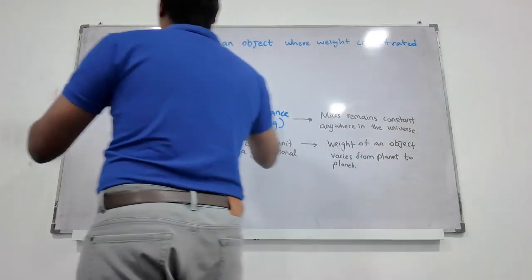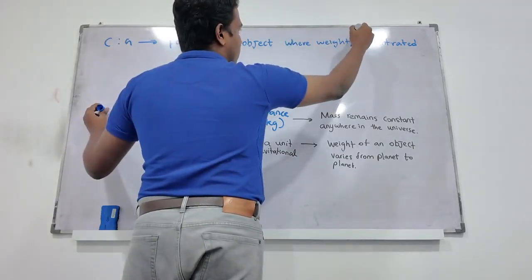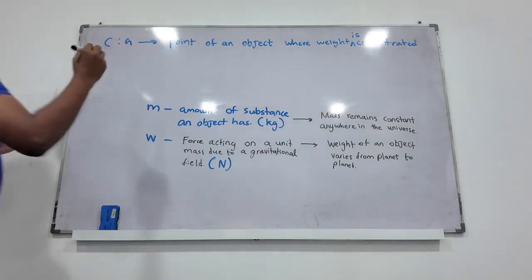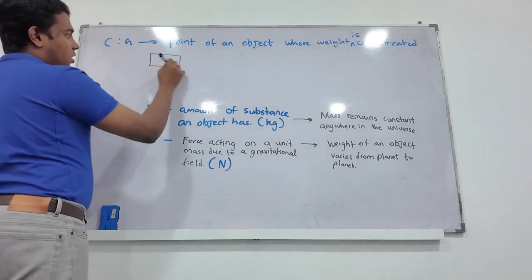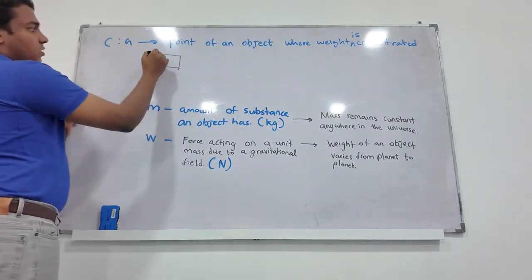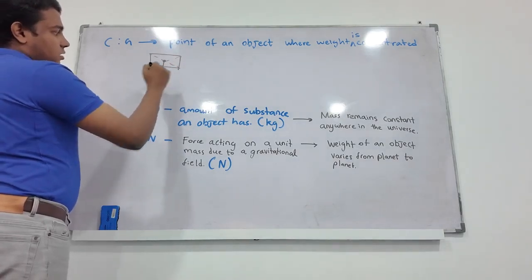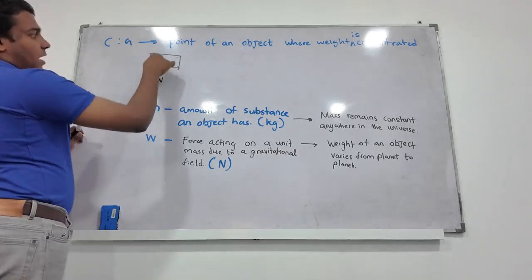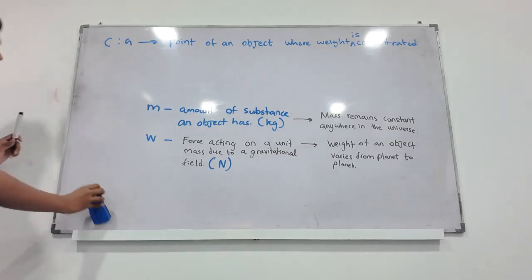That is the reason weight is concentrated. It should be "is". Anyway, that is the reason when we draw any object, we always mark its center of gravity and take the weight, the downward force, from there. This downward force, we are marking it from the center of gravity. That is the reason. There is something called the center of mass.